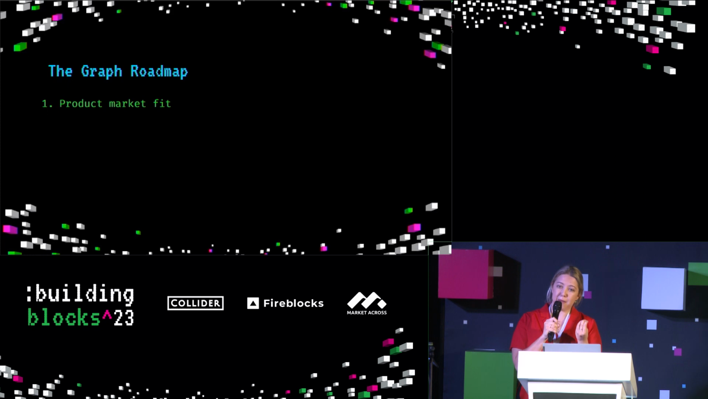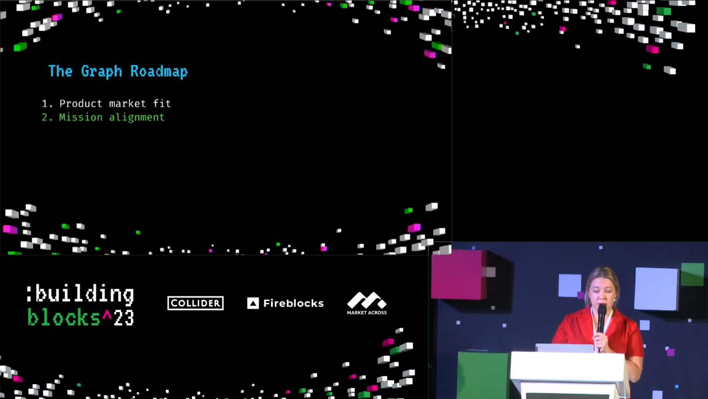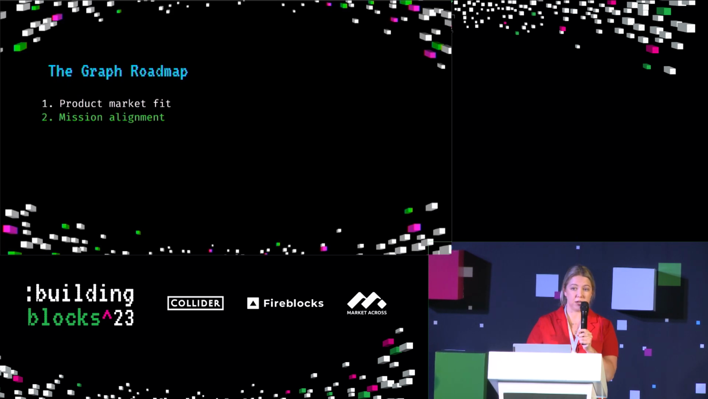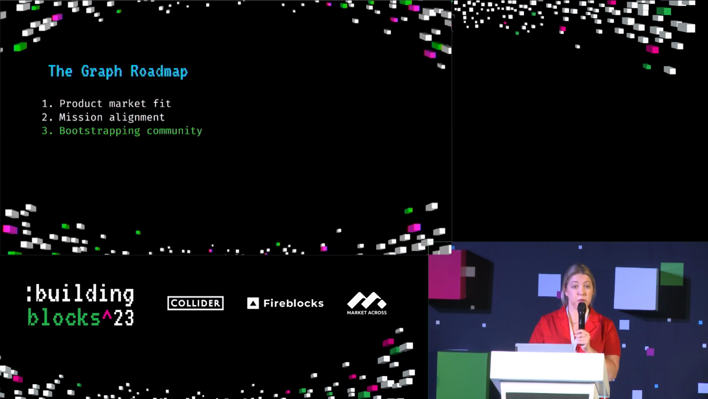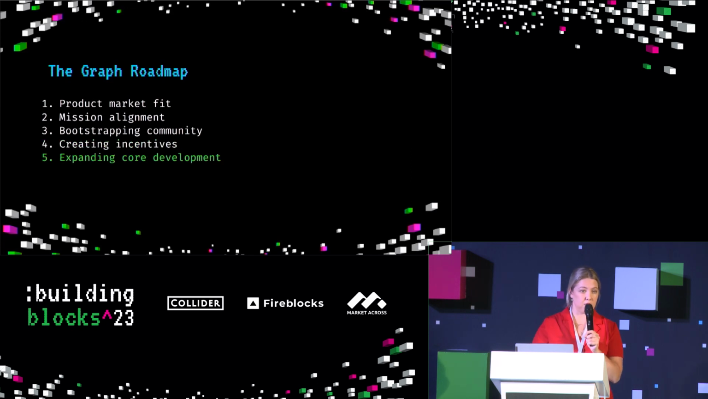So we built a roadmap to solve this problem. Like I said, we loved the subgraph. We think that was the basis that was necessary for querying data, but there was a journey that we needed to go on. So firstly, we found product market fit. The next, we are aligning the mission of decentralization. So this was with our users as well as our community. We bootstrapped the community. Created incentives in the network to actually make a network feasible, creating skin in the game, basically. Expanding core development, and then scaling out.